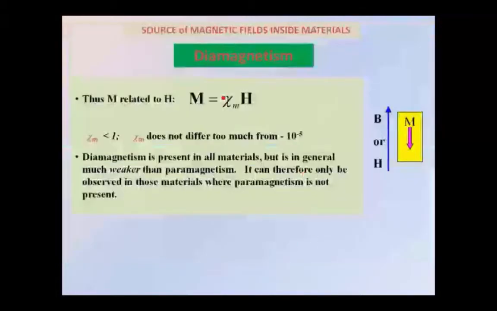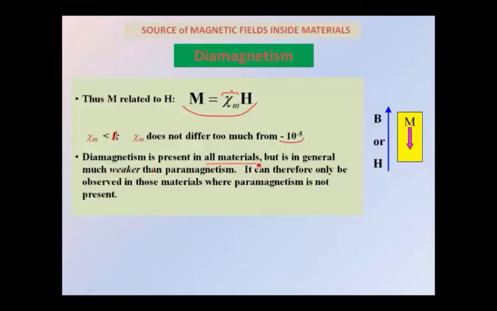This is diamagnetic behavior. If we relate M to H, as we did before, if we have a diamagnetic material, this quantity here is negative and small. So first of all, it should be less than 0 and does not differ too much from minus 10 to the minus 5. So here's our B or H. Here's our induced magnetization in the opposite direction. It's present in all materials.